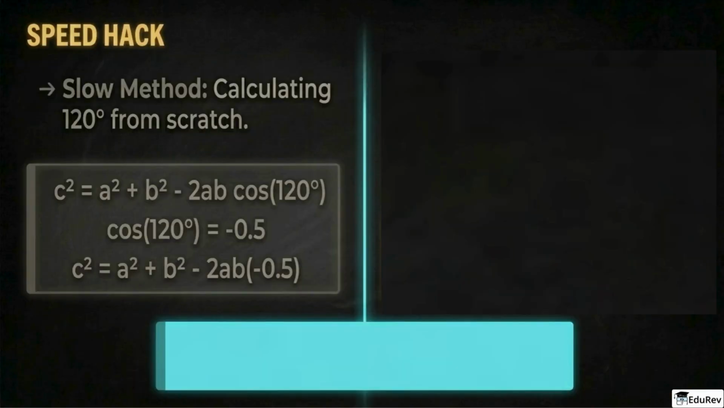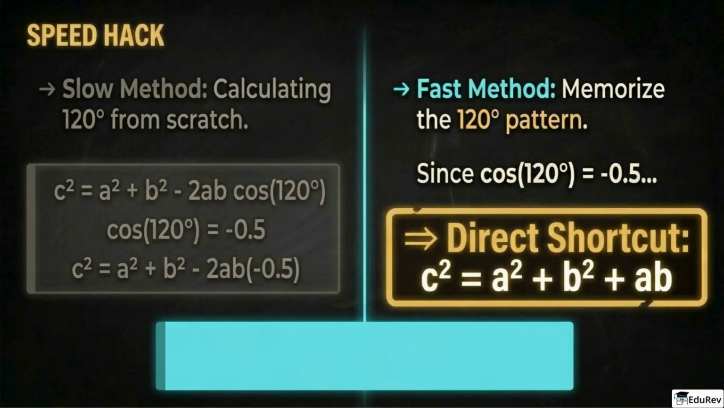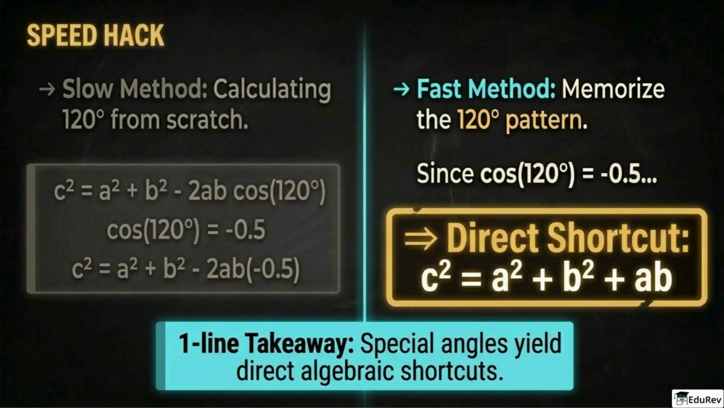Special angles create the best speed hacks, and 120 degrees is a perfect example. Since cosine of 120 degrees equals negative 0.5, the formula simplifies immediately to c squared equals a squared plus b squared plus ab. That is a beautiful shortcut because it removes the need to recalculate from scratch every time this angle appears. In CAT, such angle patterns are often there precisely to reward quick recognition rather than long derivation.